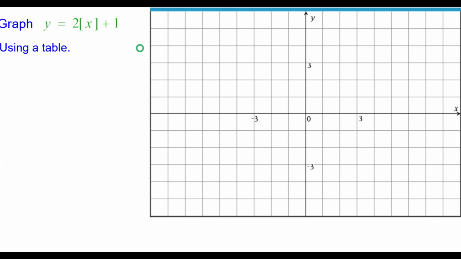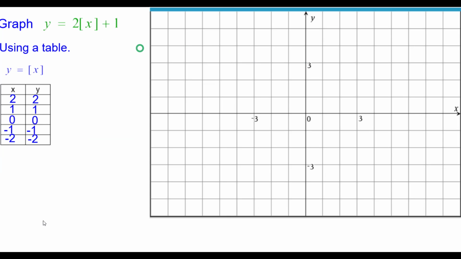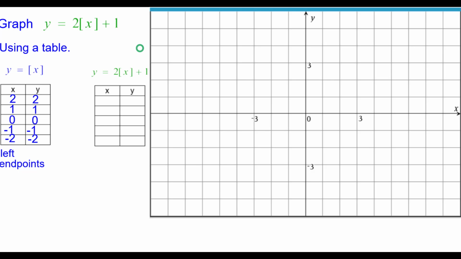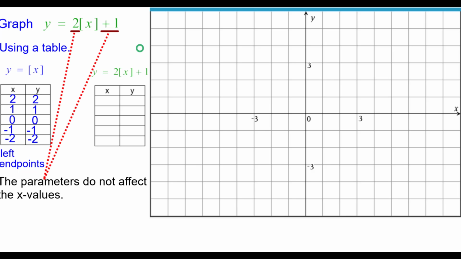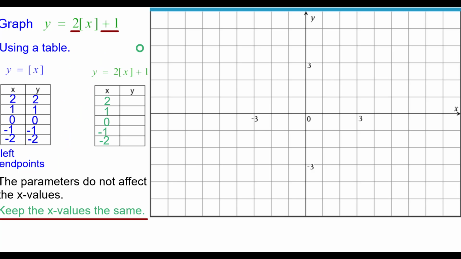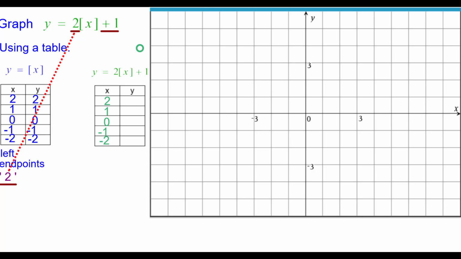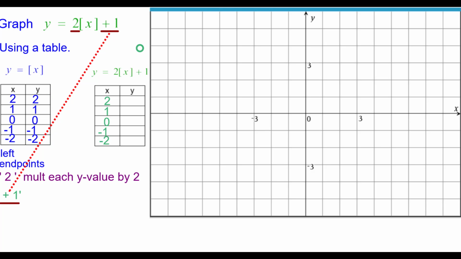All right, second way, using a table. So these are our 5 key points on the greatest integer function. These are left endpoints of the steps. The parameters do not affect the x values, so we'll use the same x values, keep those the same. The 2 in front there multiplies each y value by 2, and the plus 1 adds 1 to each y value.